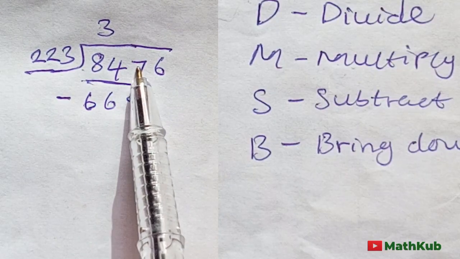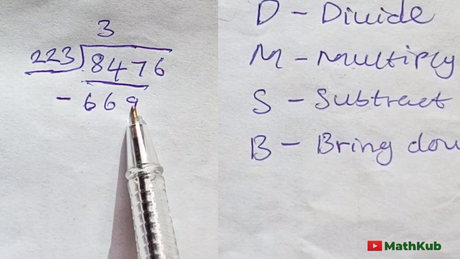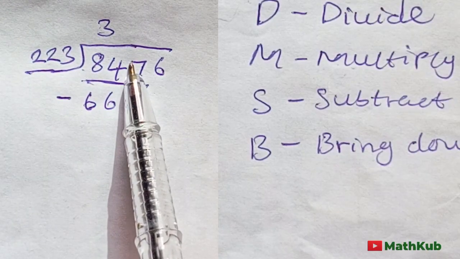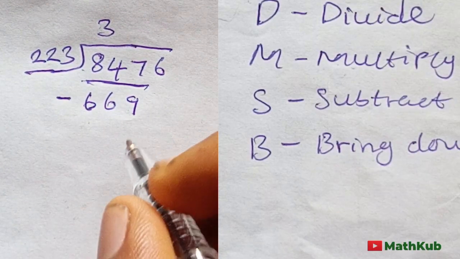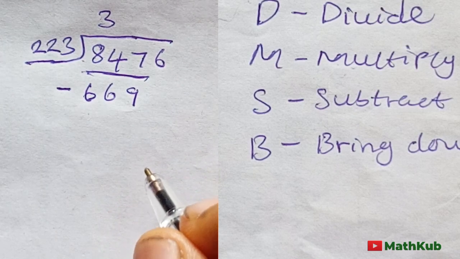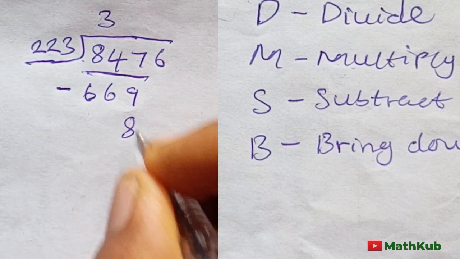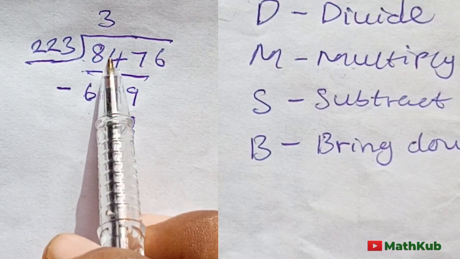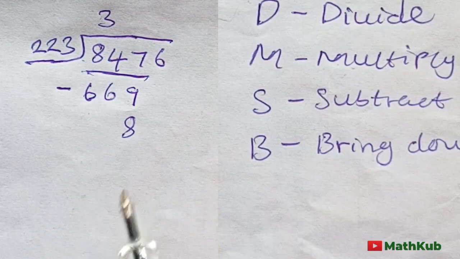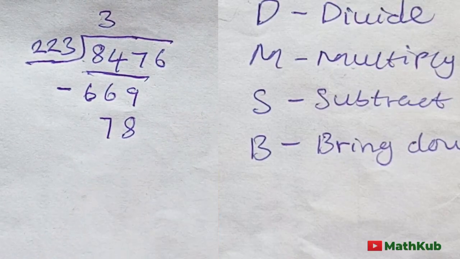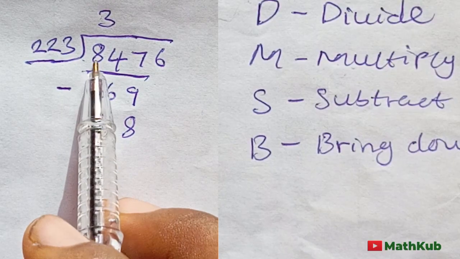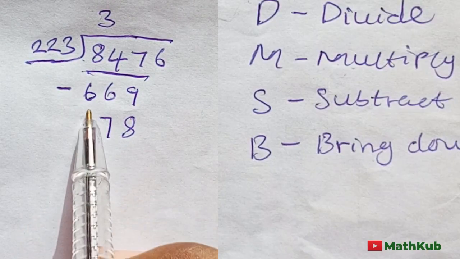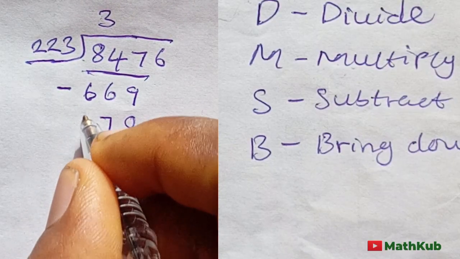What are you to do? 7 minus 9. You borrow 1 and add, there is 17. 17 minus 9 is 8. Then what is remaining here? 3. You borrow 1 and add to 3, 13. 13 minus 6 is 7. Then 7 minus 6 is 1.